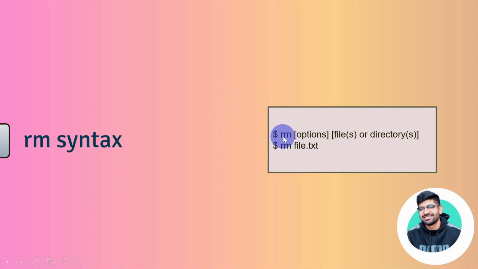You can see we can use the rm command, then we can give the option, and we'll have to mention the file name or the directory name. Let us see that on the terminal.